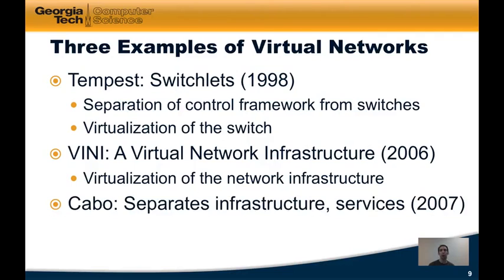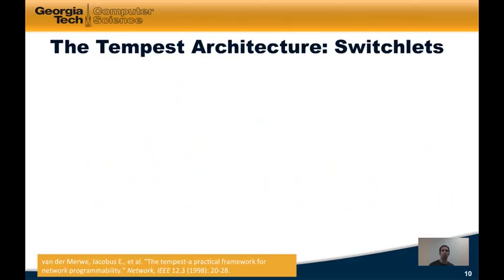Then we'll look at a network architecture called Cabo, which used some of the vision of the emerging virtual network technologies to realize that virtual networks could allow service providers to operate independently of the providers that make the underlying physical network infrastructure available.